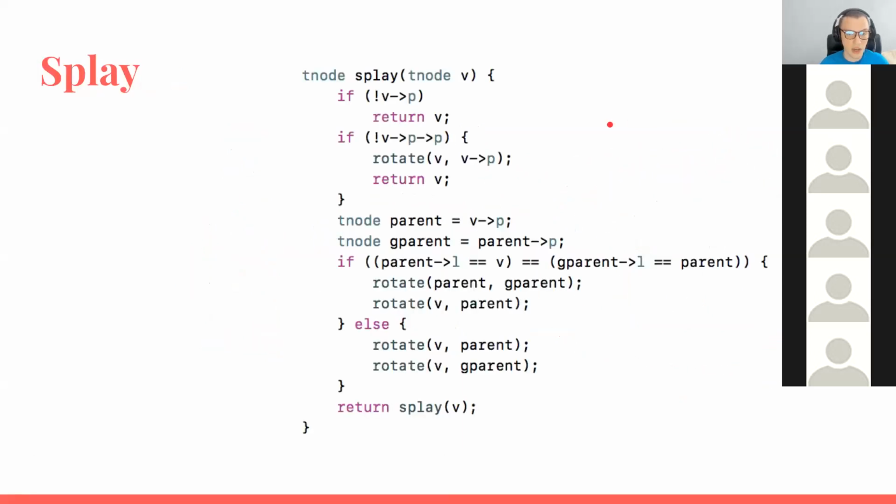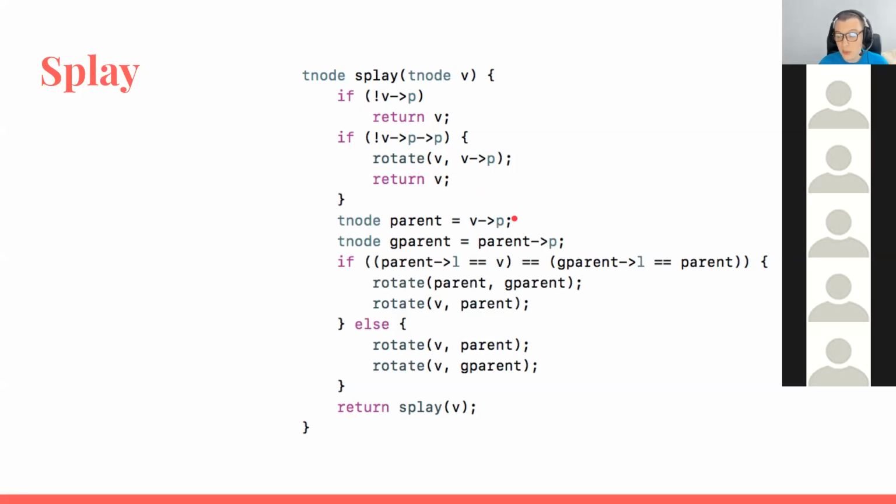So let's see how we can implement that. Let's call this function splay. This function will push our vertex to the root and return it. If this vertex doesn't have any parent, it means that it's already the root, and we just return it. If this vertex doesn't have a grandparent, we just rotate it with its parent and return it.